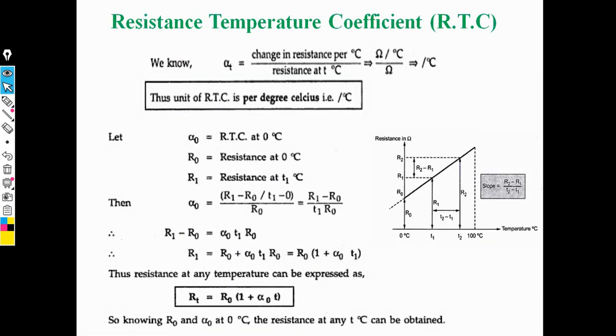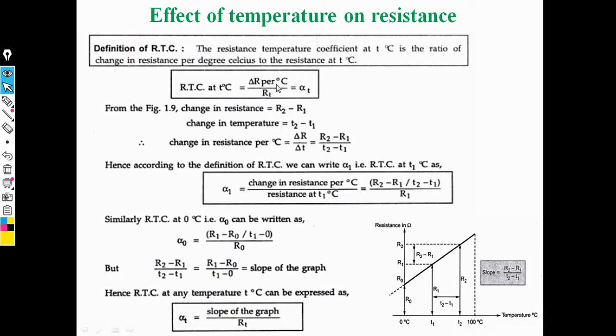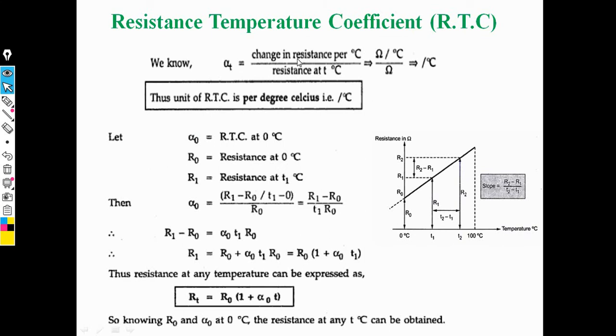Now also here we calculate alpha T, that is the change in resistance per degree Celsius upon the resistance at T degree Celsius. This is the formula here. The change in resistance is measured in ohm per degree Celsius. Then the resistance is measured in ohm. Then the unit of resistance temperature coefficient is per degree Celsius. That is, the unit of resistance temperature coefficient is per degree Celsius.